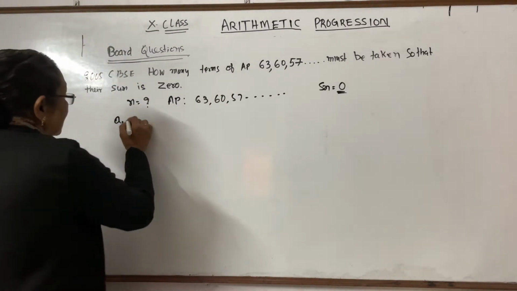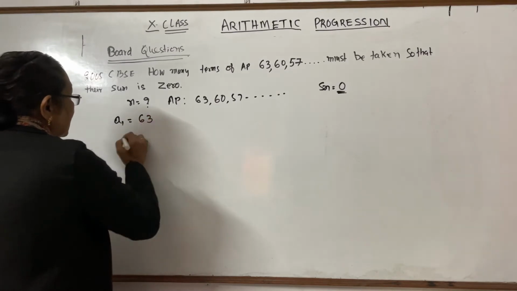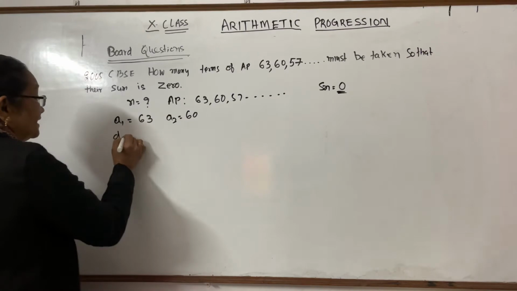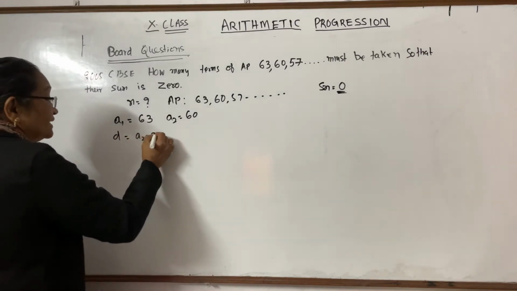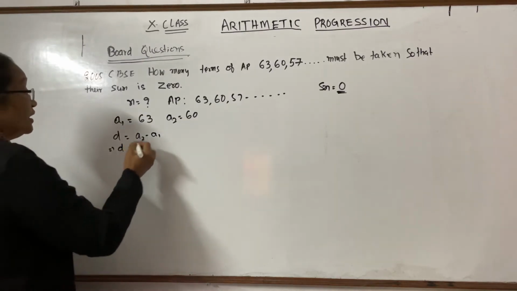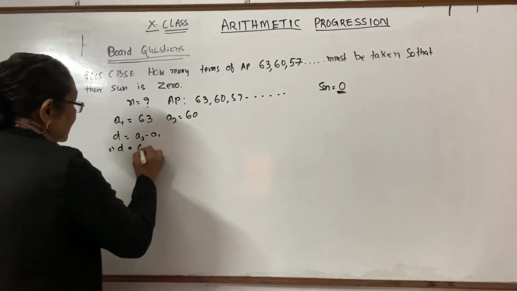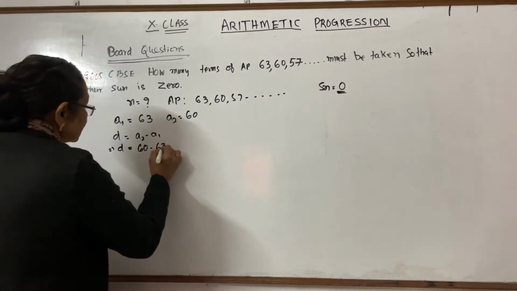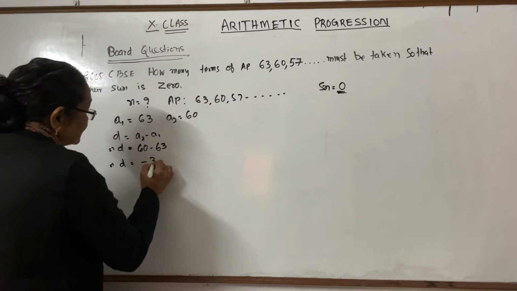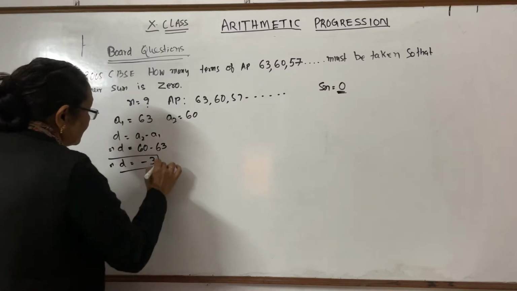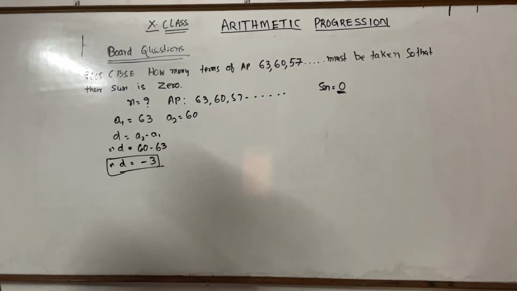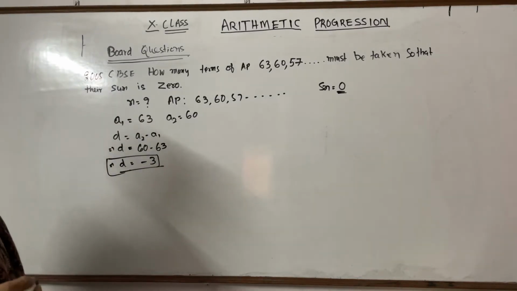So let us write a1 equals 63 and a2 equals 60. Now let us find the difference. The difference D equals a2 minus a1, which is 60 minus 63. That implies D equals minus 3. Okay? So we have D. Now we know a and we know D.